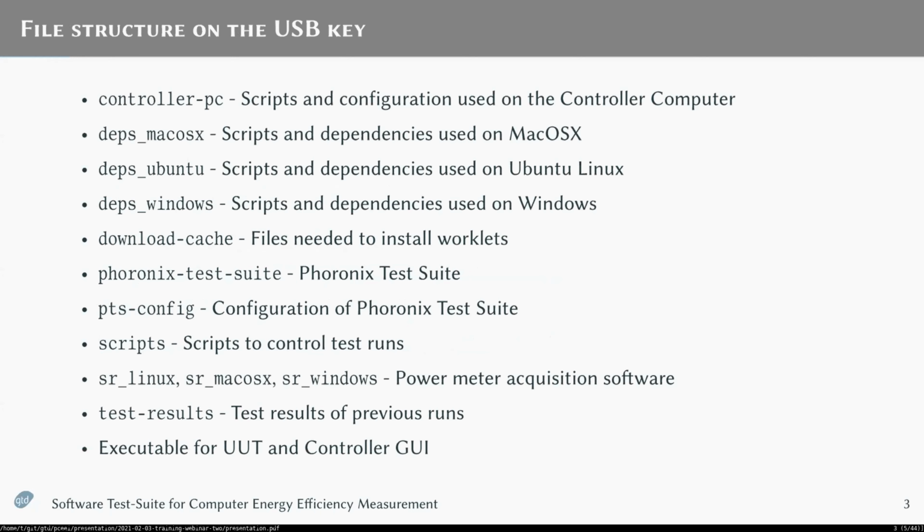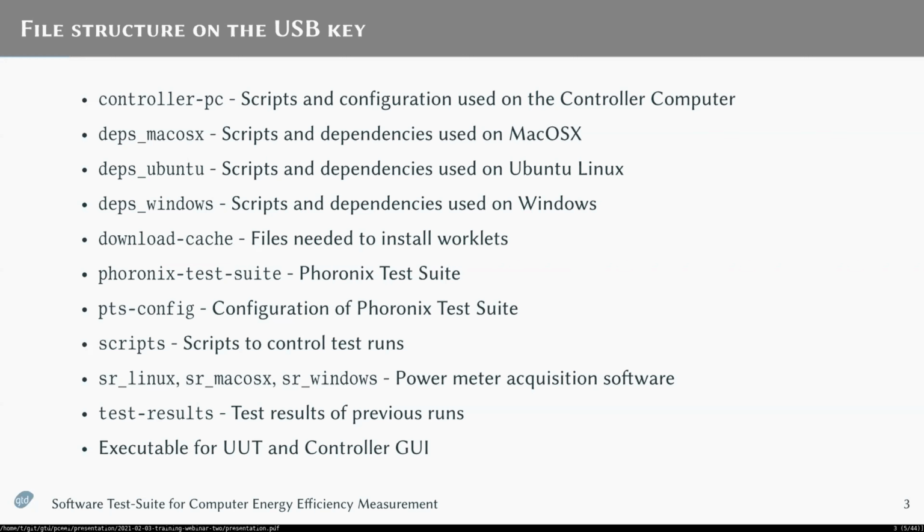First of all, if you plug in your USB stick you created with the software image you can download from our website, you will see the following folders on that USB stick. So there is a folder with the software for the controller PC, which does the acquisition of the data from the power meter. Then we have 3 folders for dependencies for the 3 supported operating systems.